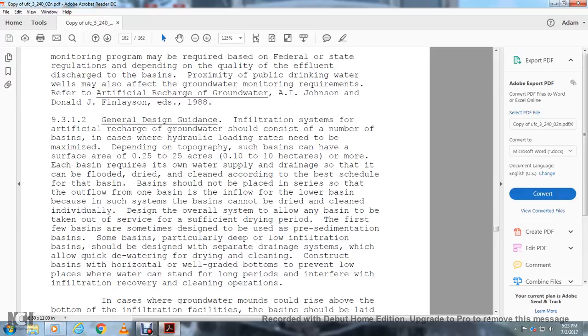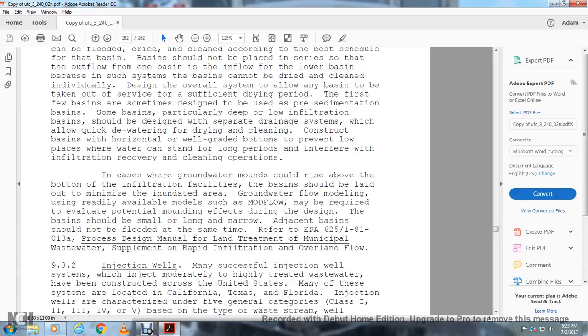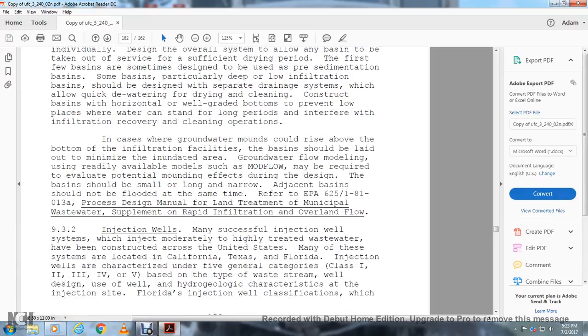system which allows quick dewatering for drying and cleaning of the basins, with horizontally graded bottoms to prevent low places where water can stay for long periods and interfere with infiltration, recovery, and cleaning operations. In cases where the groundwater is mounded, groundwater mounds could rise above the bottom of the infiltration facility. The basin should be laid out to minimize the inundated area. Groundwater flow modeling, such as MODFLOW, which is usually readily available, may be required to evaluate the potential mounding effects during design.